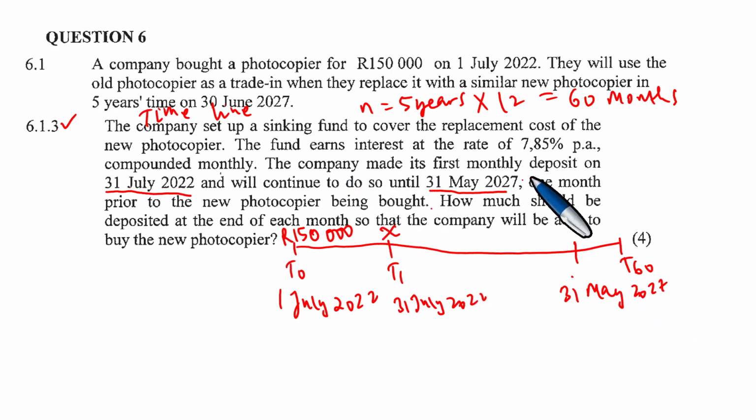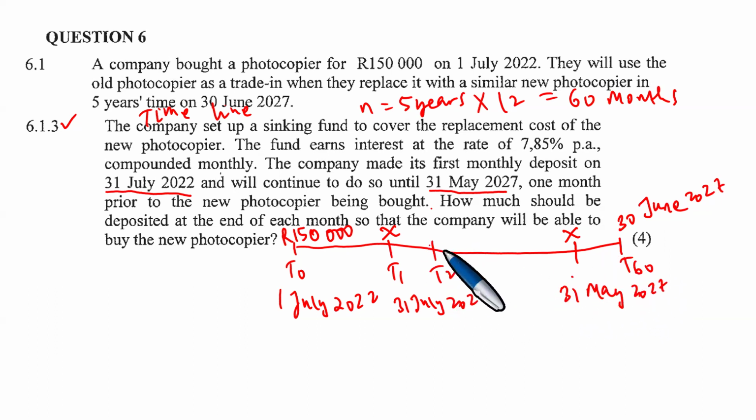The company made its first monthly deposit on 31 July 2022 and will continue to do so until 31 May 2027, 1 month prior to the new photocopier being bought. So they've paid up to here, 1 month prior to the photocopier being bought, because the photocopier is going to be bought on the 30th of June 2027. But the payments are going to run up to this.